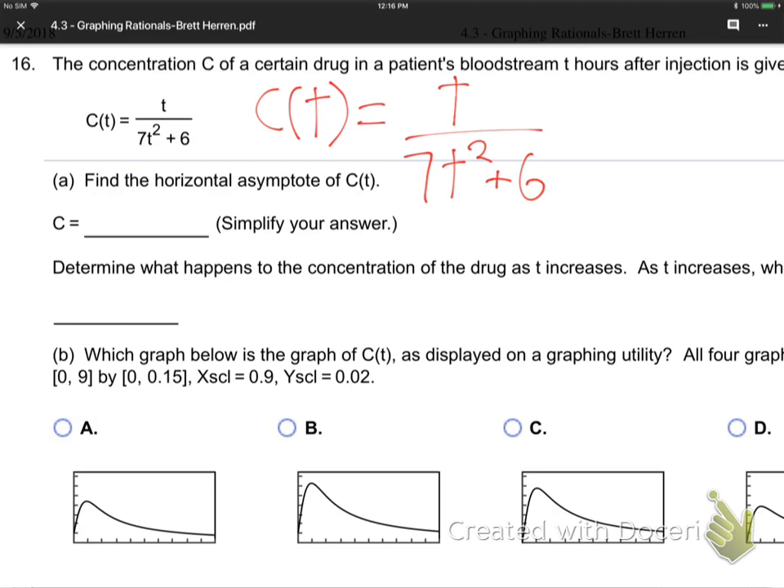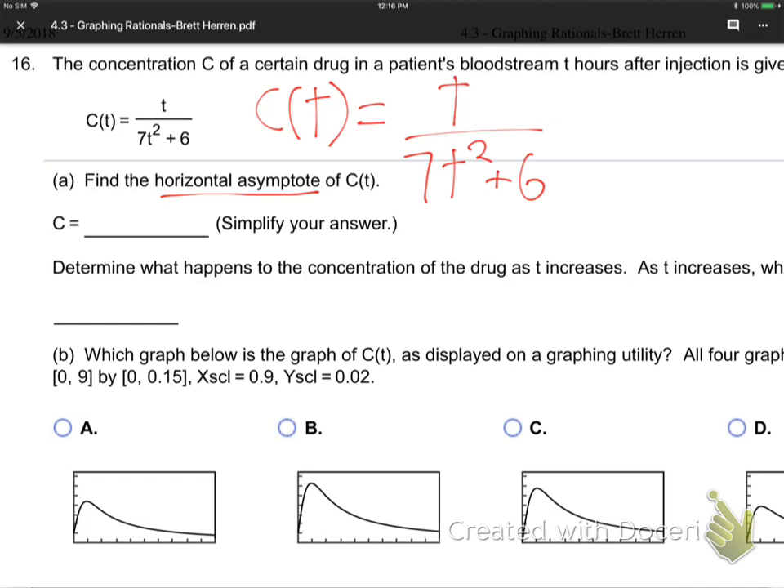So C of t equals t over 7t squared plus 6. All right, so that's the concentration at any time t. So, how do we find the concentration of the drug? Well, first off, first question, they're going to ask me about the horizontal asymptote. So where does that go? How do we find it? You guys are pros now at the horizontal asymptote. So that means as we go right forever or left forever, what's the graph going to do? Flatten out or diagonal out, or what's it going to do? Well, we plug in infinity, don't we?